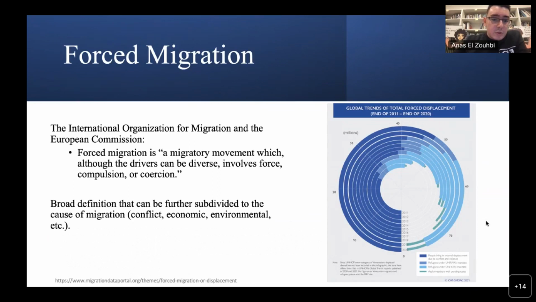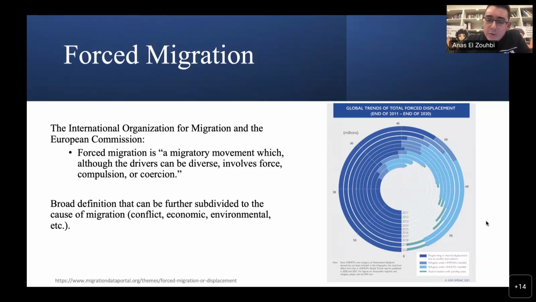So to start off, forced migration, as defined by the International Organization for Migration and European Commission, is defined as a migratory movement which, although the drivers can be diverse, involves force, compulsion, or coercion. So this is obviously a broad definition which can be further subdivided and subclassified into different definitions based on the cause, such as conflict, economic burden, environmental impact, etc.